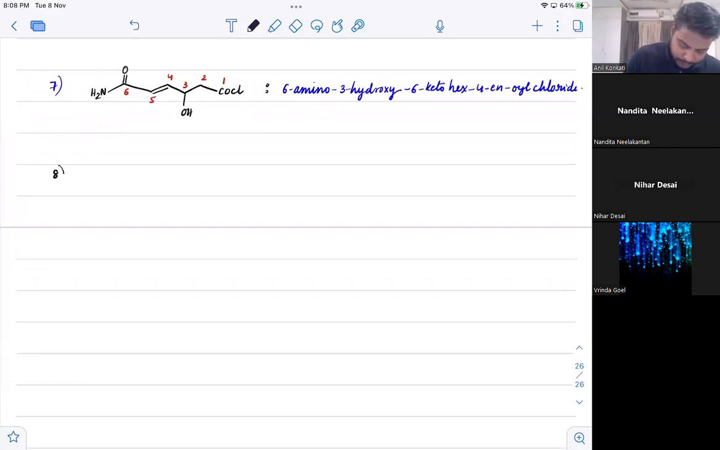Suppose you have the same thing, C double bond O, Cl, double bond O, H. No, I will not write Cl, NH2. NH2. And then I have chloride here, like this. Now what should be the name?